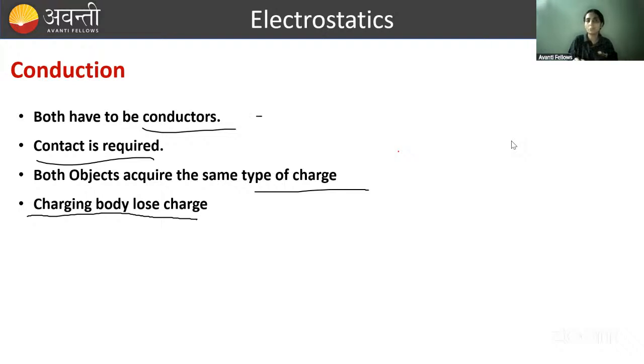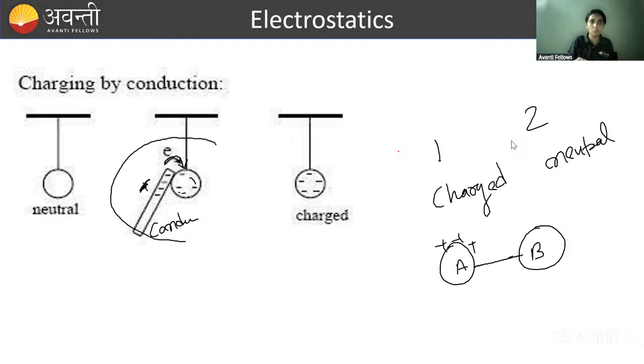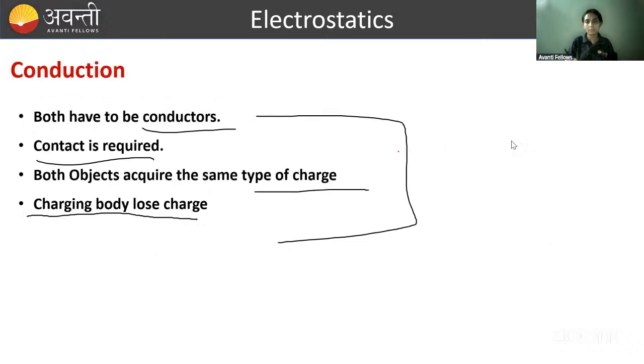So charging through conduction में क्या होता है? Contact is required. Both have to be conductors, and both objects acquire the same type of charge. Charging body is going to lose the charge. But overall, if you talk about conservation, then these two bodies will always have charge conserved. Done, because one is losing, another is gaining, such that the whole amount remains constant. Okay, this is the thing.